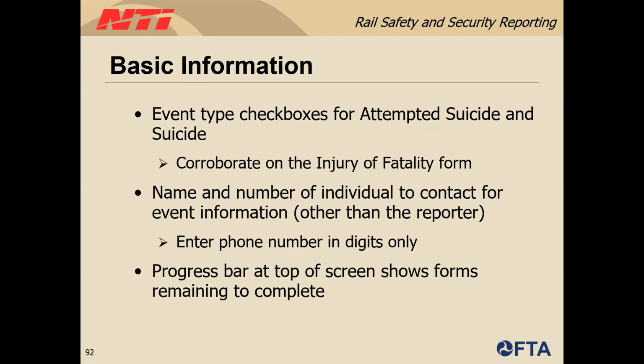On the basic information screen, there are also check boxes for attempted suicide and suicide. Please make sure that this selection is also made on your injury or fatality form accordingly, if applicable. And the last piece of information on the basic information screen is the name and phone number of someone to contact for additional information regarding the event. You do not need to enter another name or person here, especially if it's the person entering the report. Nine times out of 10, we're going to contact the person that submitted the report rather than anyone else.